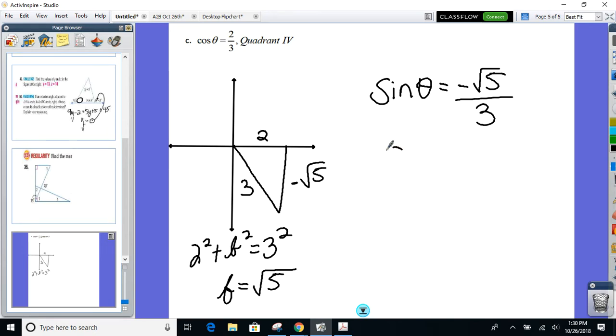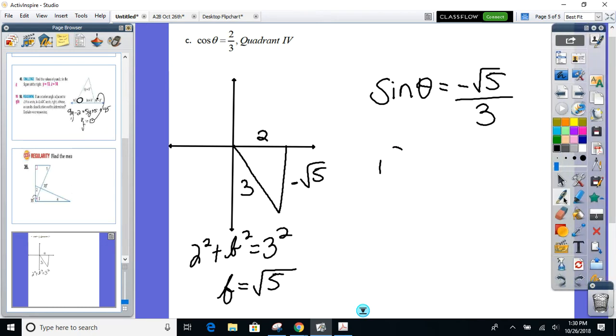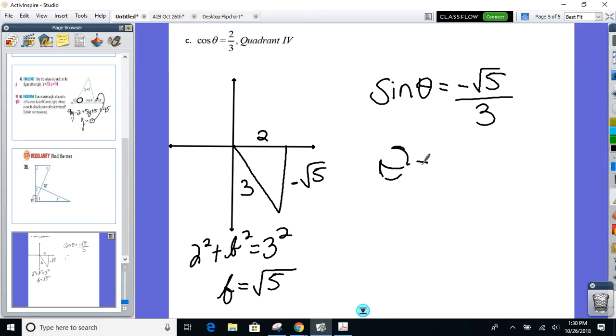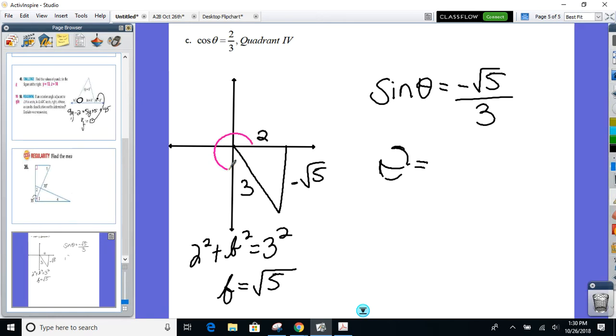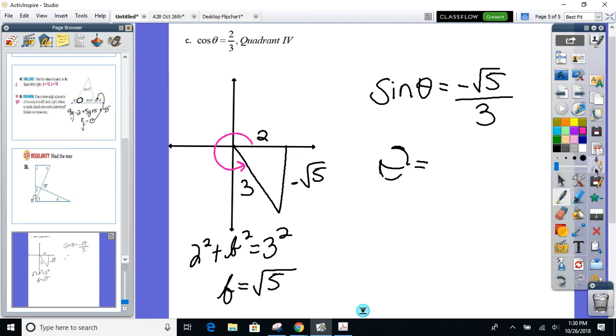All right, next. How can I find what that angle is? In the 4th quadrant, remember. I'm not looking for that reference angle. I'm going to need it, but I'm looking for that bad boy in the 4th quadrant. What am I going to need on my calculator? Inverse. Now, we have a choice. We could do inverse cosine or inverse sine.